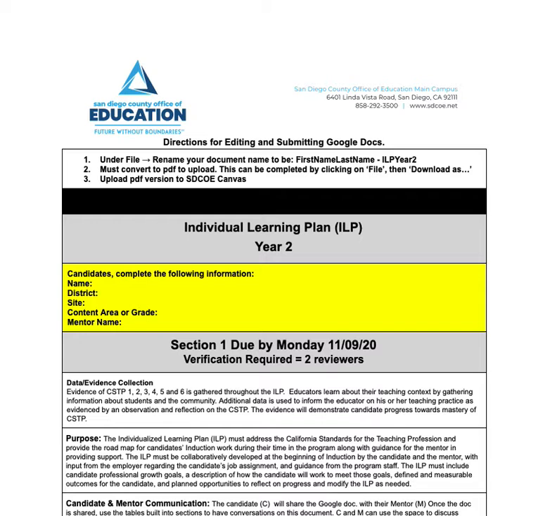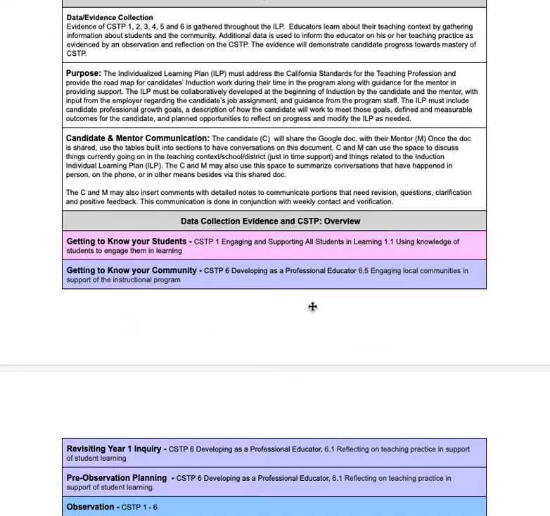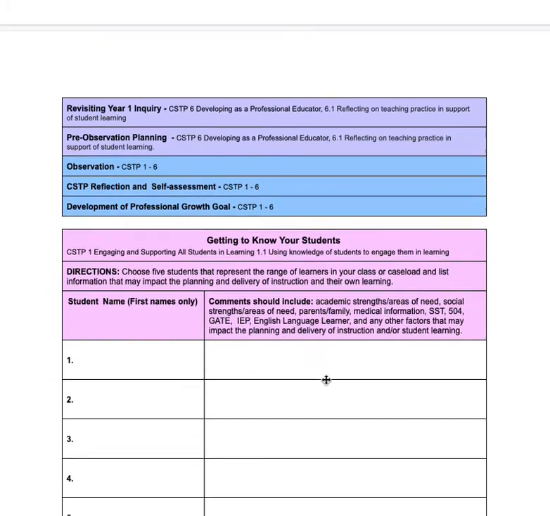document with your mentor. Section 1 is part of the data collection phase in an action research cycle. Candidates will demonstrate progress towards mastery of the California Standards for the Teaching Profession, CSTP. Use this assignment document verification form as you complete the following pages. Teacher candidates, please complete the following information. The rest of the verification form can be used to understand the expectations of the assignment. This area provides an overview of the components and the corresponding CSTP.